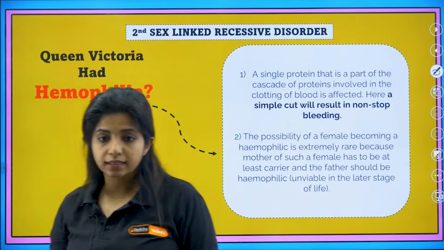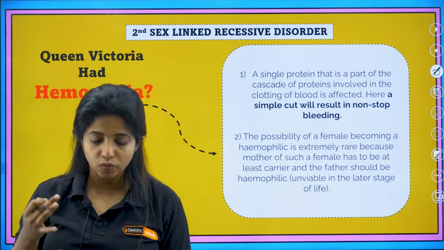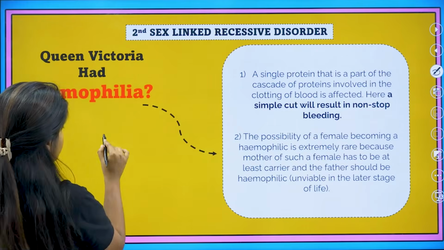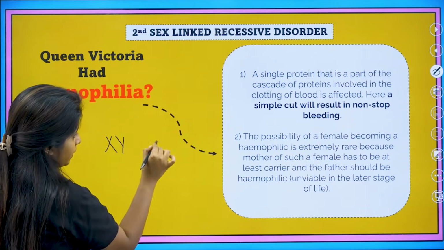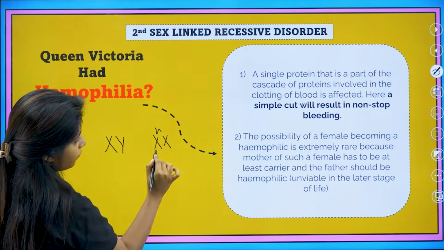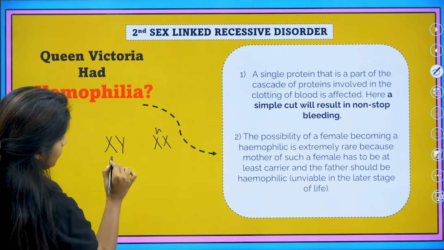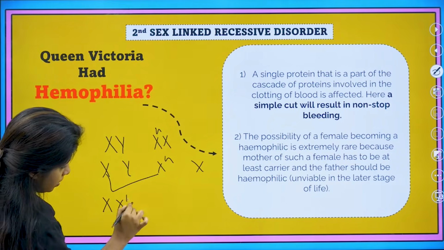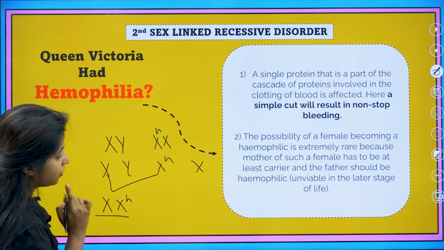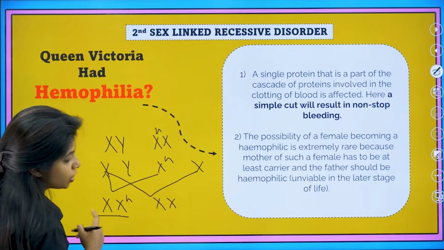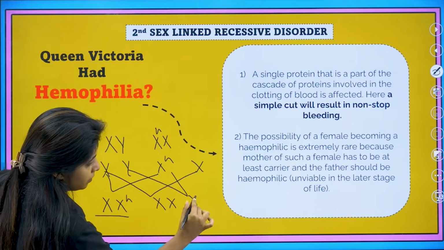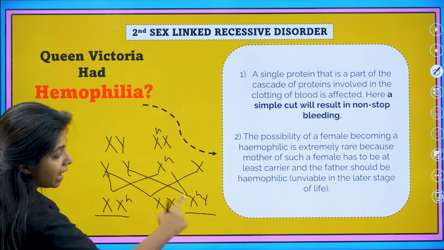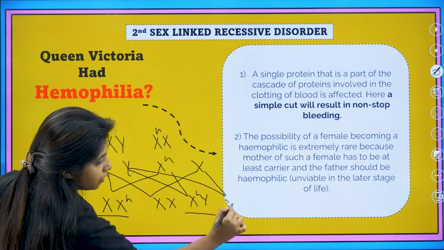Okay, the next sex-linked recessive disorder is hemophilia. Again, the same thing is happening over here, but here there is a twist. I'll tell you what the twist is. Suppose this is the one that is affected, XH. Now, this and this you get. She is a female carrier. She is a normal female. He is a hemophilic man. He has hemophilia because there is no other X chromosome, and then there is XY.